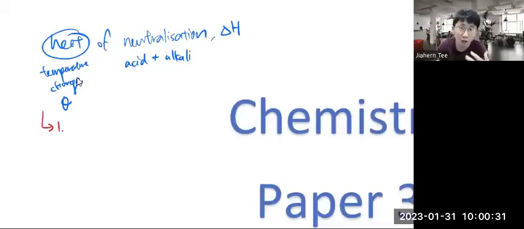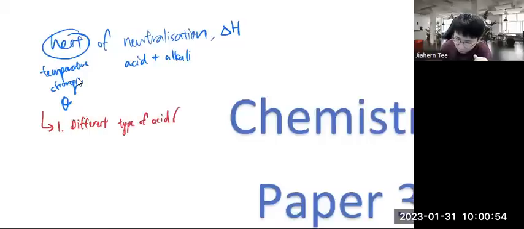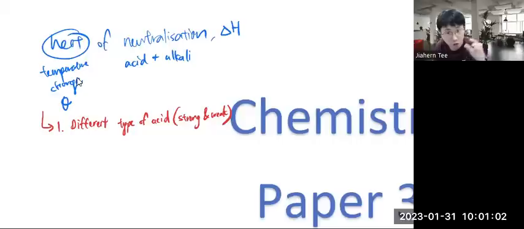So I'll try to give you different types of questions and different possibilities, and then you can just go through everything. Anyhow, it's just one topic, right? It's just heat of neutralization, most likely. So the first one is where we have different types of acid. Different types of acid means strong and weak acid. A strong acid gives you more heat, a weak acid gives you less heat. So then you have different heat of neutralization.